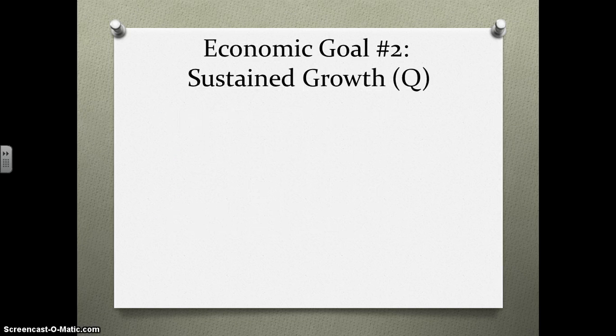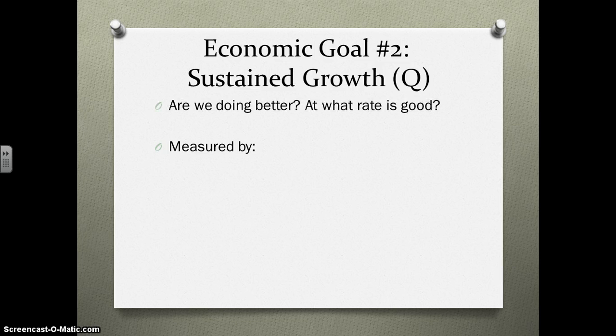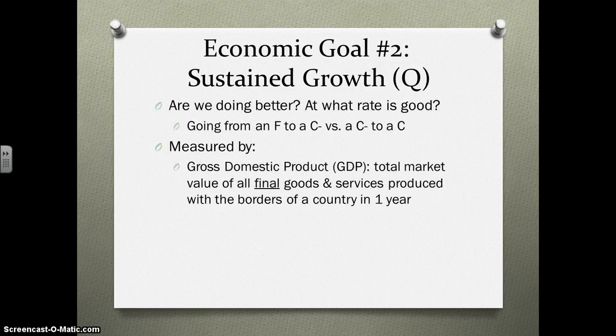The next economic goal, goal number 2, is sustained growth. We measure this by Q, or quantity, to see if our economy is growing or producing more. We have numbers for sustained growth by measuring what's called GDP, gross domestic product. Gross domestic product is the total market value of all final goods and services produced within the borders of a country in 1 year. Every component of this definition is very specific.